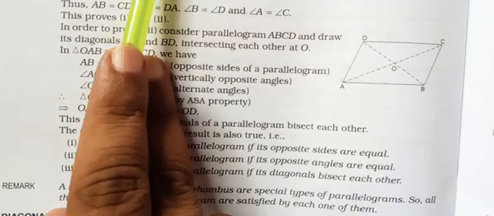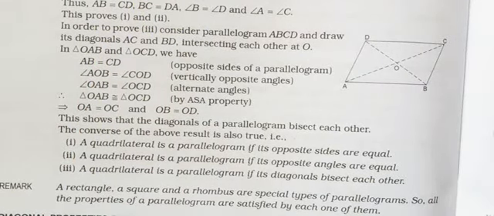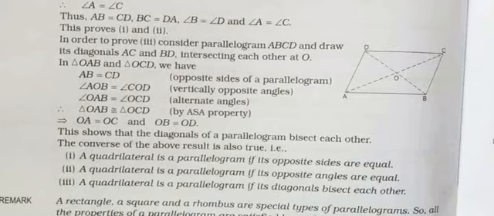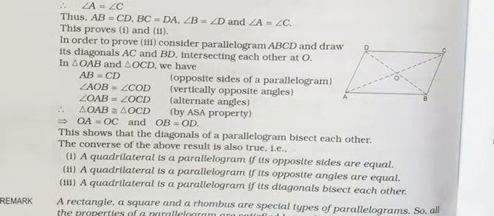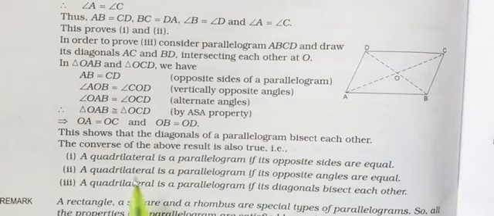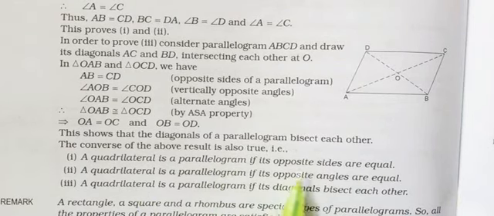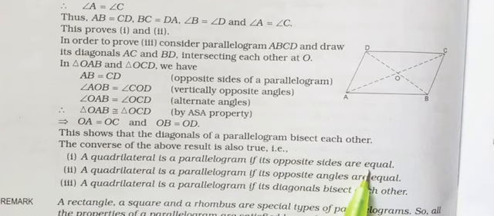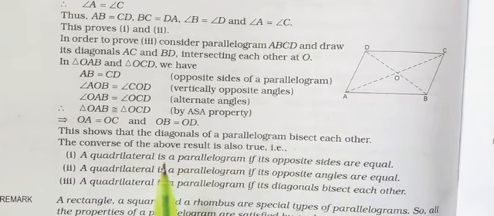In the previous theorem, the diagonals bisect each other. What is the statement? If we prove that in a parallelogram, meaning the parallelogram is given, then we have to prove that the diagonals bisect each other. Now here the converse is, if in a quadrilateral the opposite sides are equal, then it will be a parallelogram.